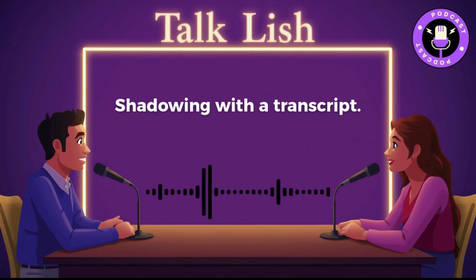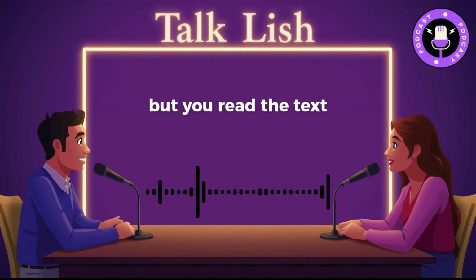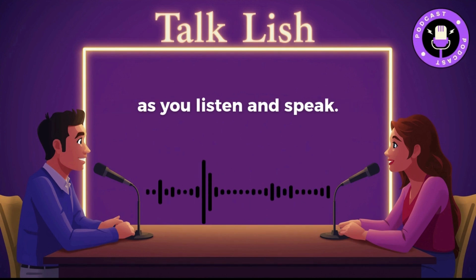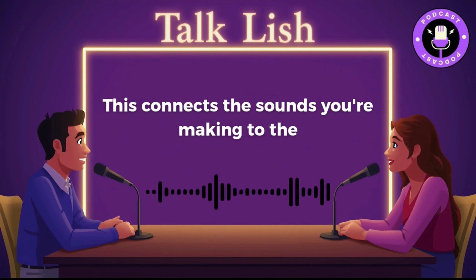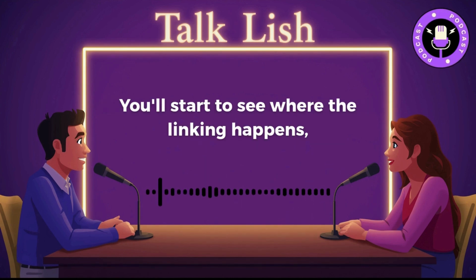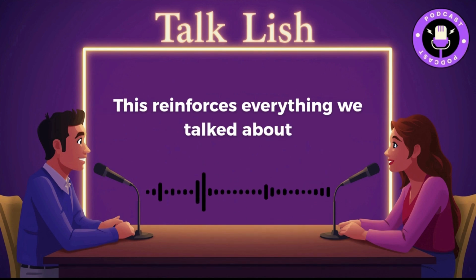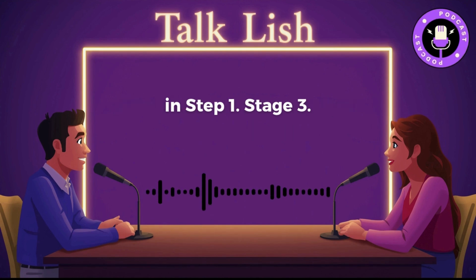Stage 2, shadowing with a transcript. Now you do the same thing, but you read the text as you listen and speak. This connects the sounds you're making to the words on the page. You'll start to see where the linking happens, which words are reduced, and so on. This reinforces everything we talked about in Step 1.